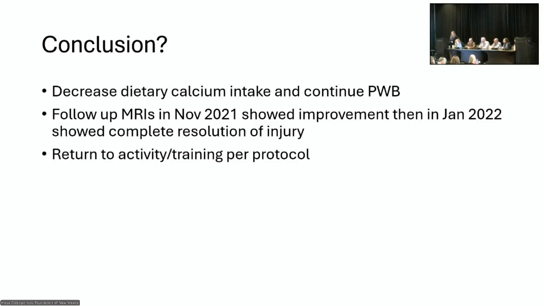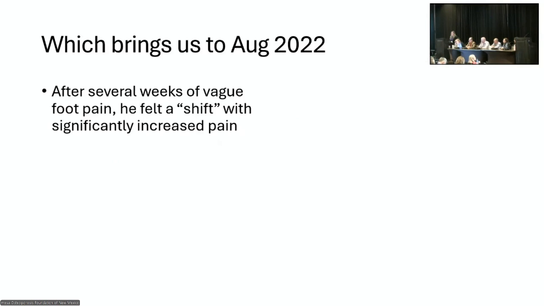He returned to activity and training per our protocol, got through spring training in the spring of 2022 just fine, had no issues. Which brings us to August of 2022. So I don't know how much you guys know about football, but over the summer they're doing workouts, running and weights all summer long. And then starting in August, they actually do camp where they're putting on pads and helmets. And this is all regulated by NCAA rules.